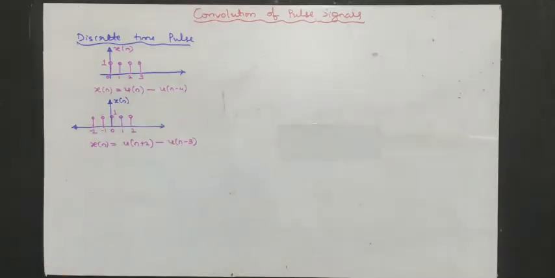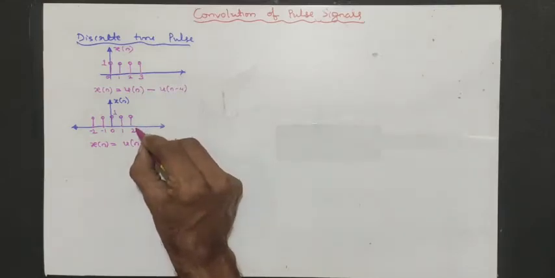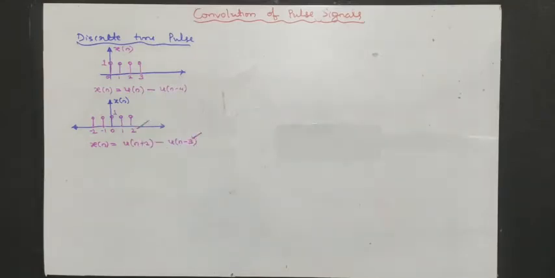Okay, please, this is our ending point. Again, you need to see this. This is 2. I am writing it as 3. This is a discrete time pulse.